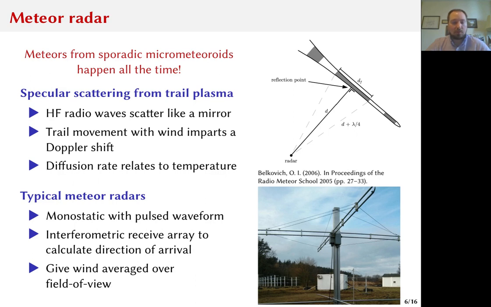Typical meteor radars are monostatic with a pulsed waveform, and they use an interferometric receive array to calculate direction of arrival so they know where the scattering point is located in space. They also typically give a wind averaged over the field of view of the entire meteor radar, so you have one wind sample as a function of altitude and time per particular meteor radar installation.